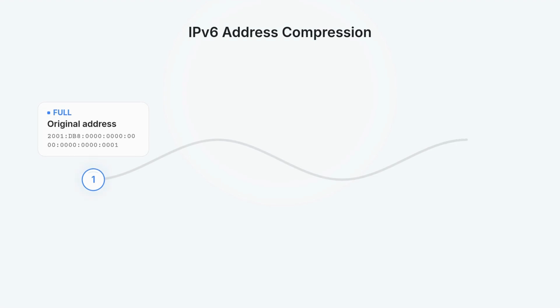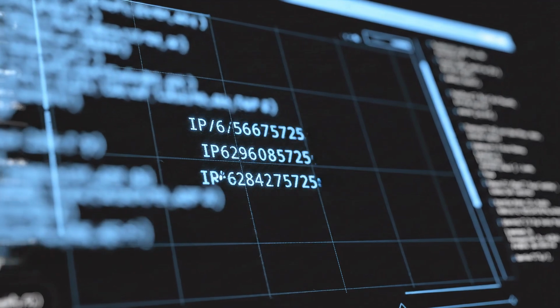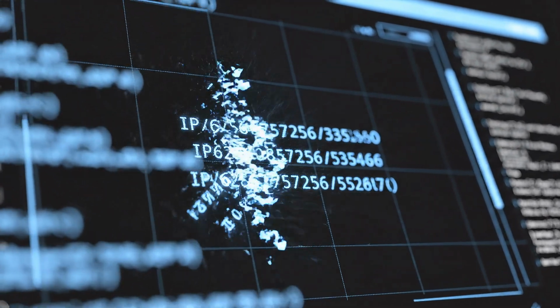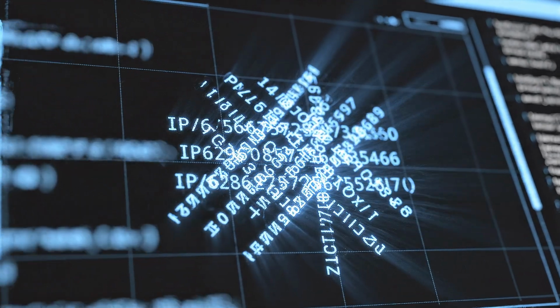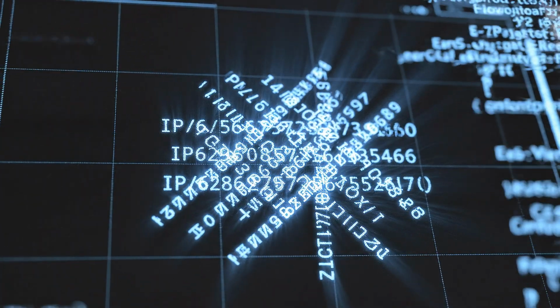For example, the IPv6 address on your screen can be shrunk to 2001:db8:1. But there is one rule you must not forget. The double colon can be used only once in a single address. If you used it twice, the missing 0 blocks would become ambiguous, and the address could not be expanded correctly. On the CCNA, practice expanding and compressing addresses until the pattern feels automatic.